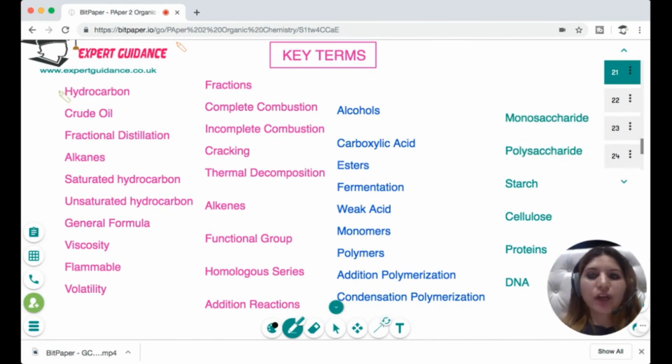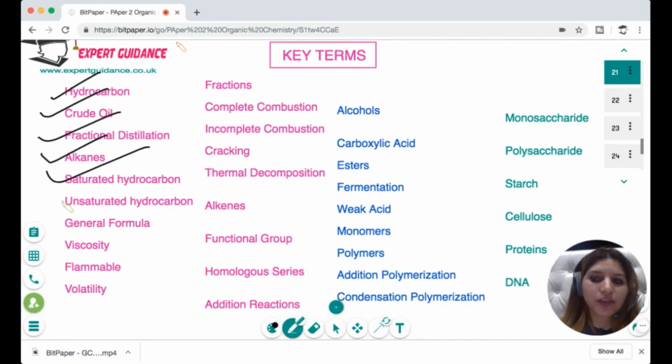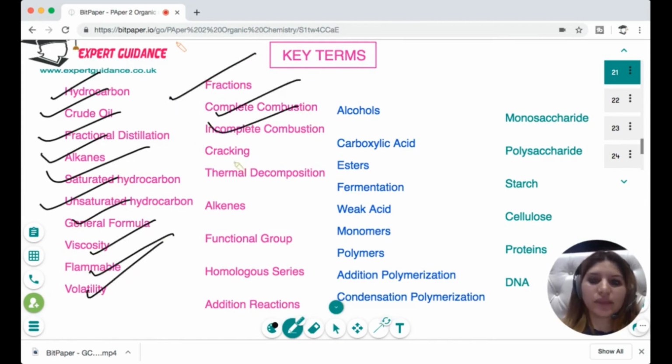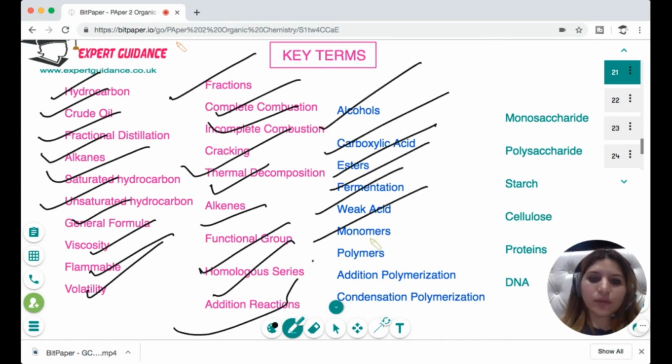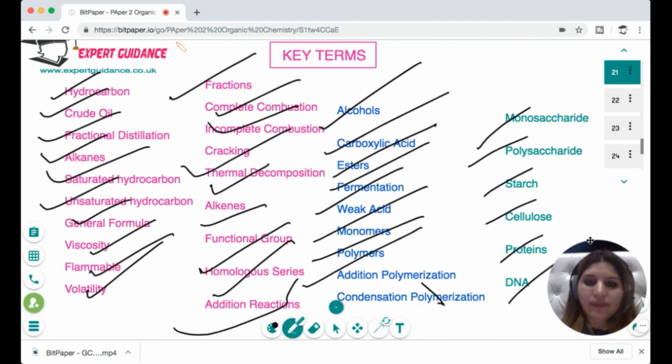Now you should have a go at these key terms: hydrocarbons, crude oil, fractional distillation, alkanes, saturated hydrocarbon, unsaturated hydrocarbon, general formula, viscosity, flammable, volatility, fractions, complete combustion, incomplete combustion, cracking, thermal decomposition, alkenes, functional group, homologous series, addition reaction, alcohols, carboxylic acid, esters, fermentation, weak acid, monomers, polymers, addition polymerization, condensation polymerization, monosaccharide, polysaccharide, starch, cellulose, proteins, and DNA. Have a go at these terms. If you're still unclear, watch the video again and then come to the website and check the answer.